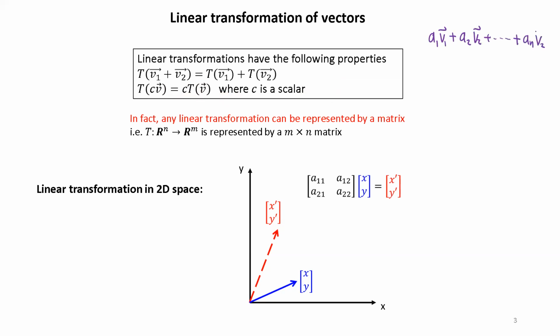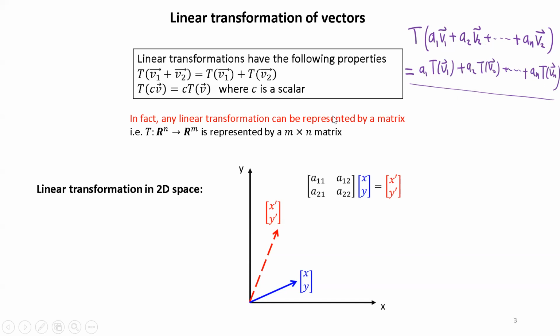So if you consider the transformation of this vector, it would tell you that it's the same as taking a1 times T(v1) plus a2 times T(v2) plus all the way to an times T(vn), right? So if you have a linear transformation, this is what has to be true.